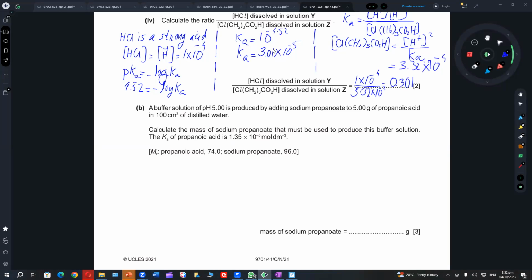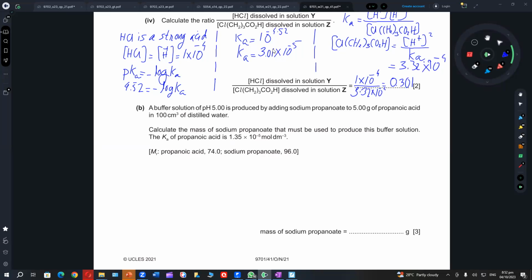Sodium propanoate, 5 gram of propanoic acid. Propanoic acid looking to be a weak acid, and sodium propanoate is looking to be a soluble salt. So calculate the mass of sodium propionate that must be used to produce this buffer solution. The Ka of propanoic acid is 1.36 times 10 raised to power minus 5.